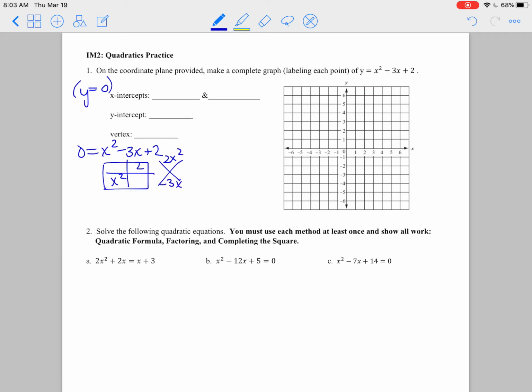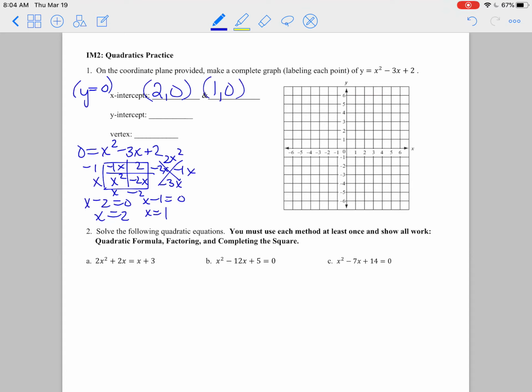That's going to give me negative 2x and negative 1x. Pull out the x's, I get x, and then this is x minus 2 and x minus 1. Take each of our factors and put it equal to 0, and then solve for x. So that gives me my intercepts are 2, 0 and 1, 0.